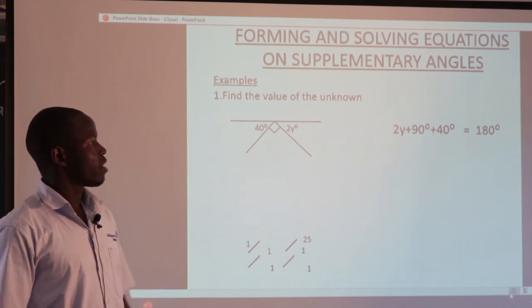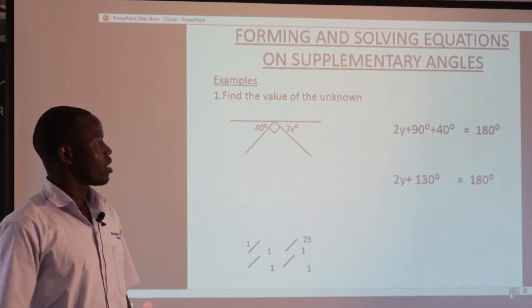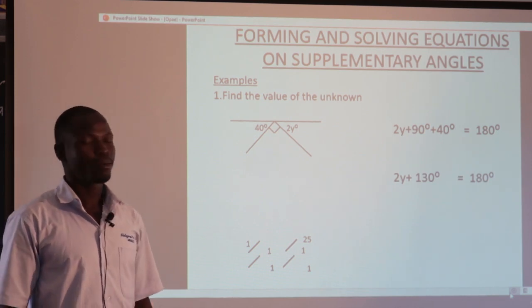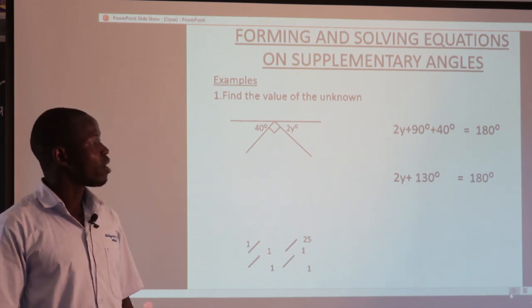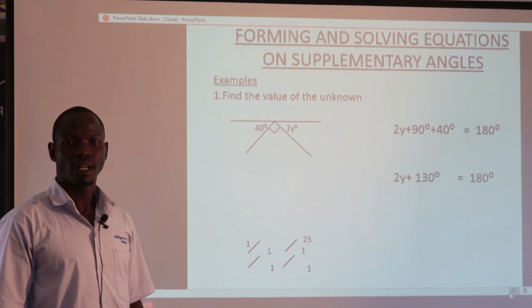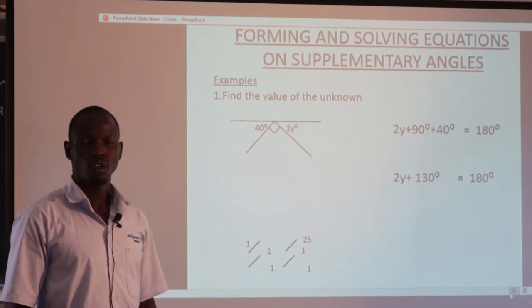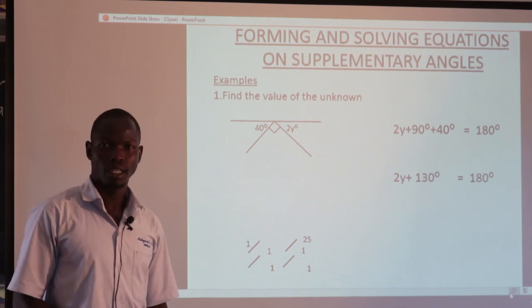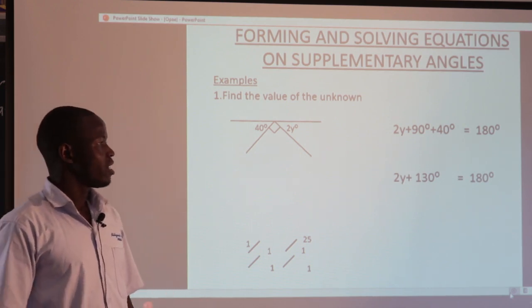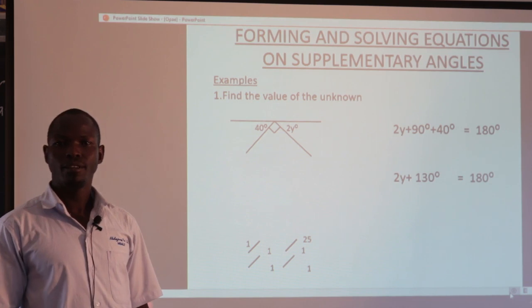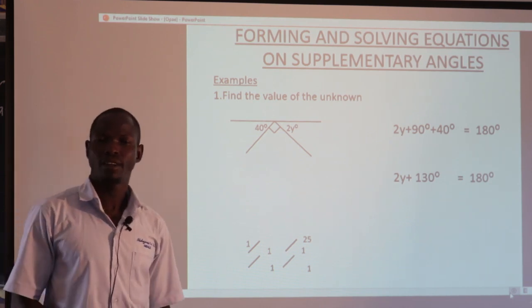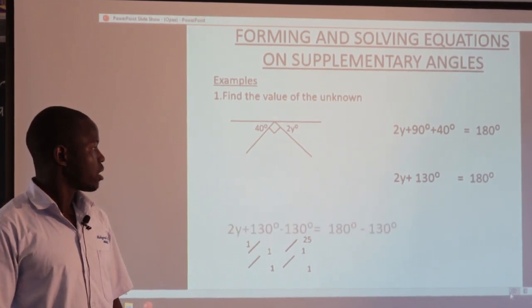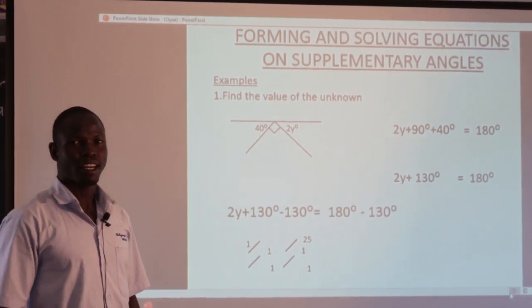Then, the next thing after forming the equation, we have to simplify that equation. The 90 degrees plus 40 degrees, you can see the outcome there. It has given us 130 degrees. That's why we have 2y plus 130 degrees is equal to 180 degrees. The next step is to introduce the additive inverse of positive 130 degrees on both sides of the equation. And that is, as you observe, the step there.